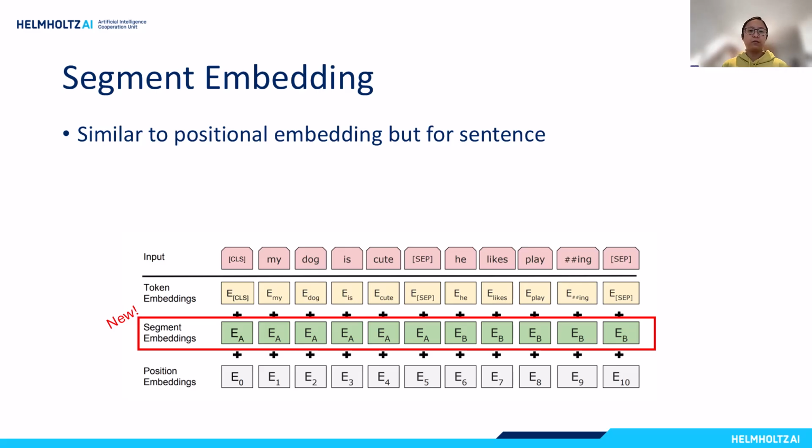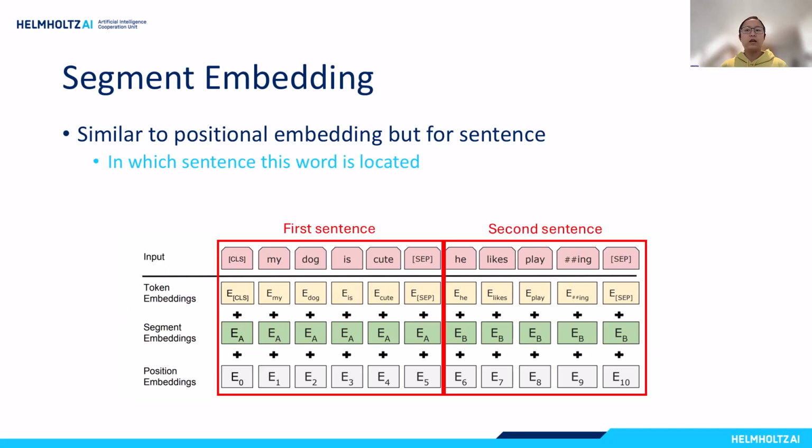Another new thing in BERT is segment embedding. So the input consists of word embedding, position embedding, and segment embedding. Segment embedding is like positional embedding, but for sentences. In which sentence is this word located? Every word in the first sentence will have the same segment embedding.